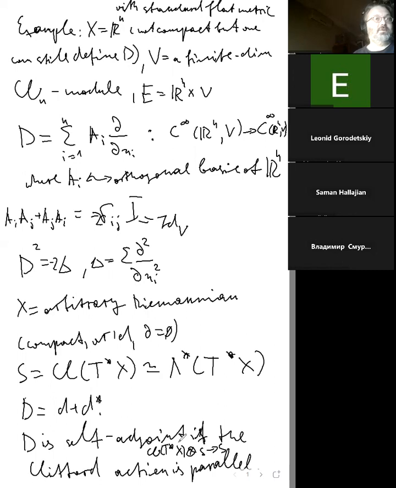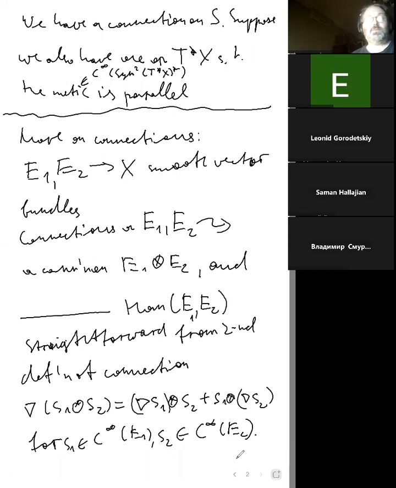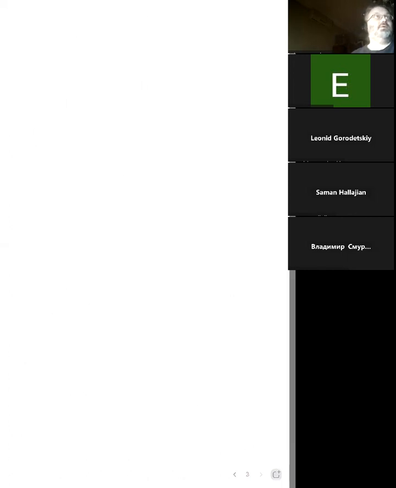Okay. Well, now where do we get a connection on the Clifford algebra from? Well, we have a connection on T upper star of X, and then we pass to the principal bundle, and then back to the induced bundle. Okay. So now we understand what this means. Maybe we understand what it means for the Clifford action to be parallel.